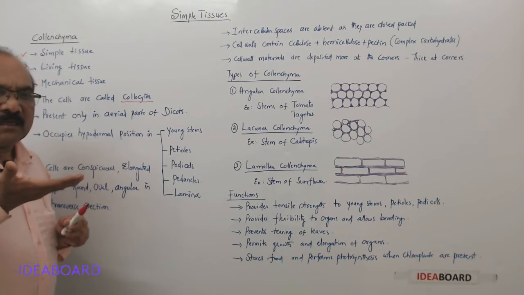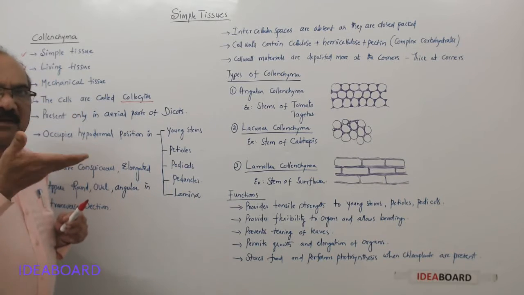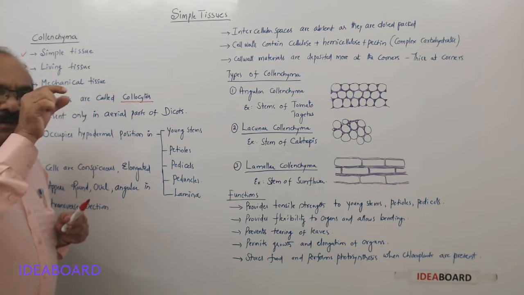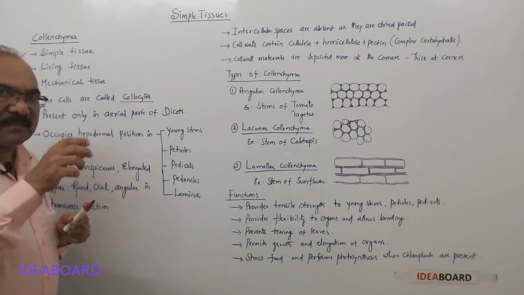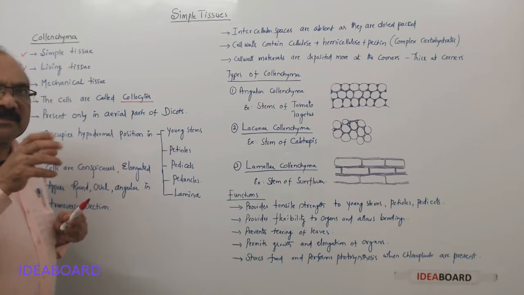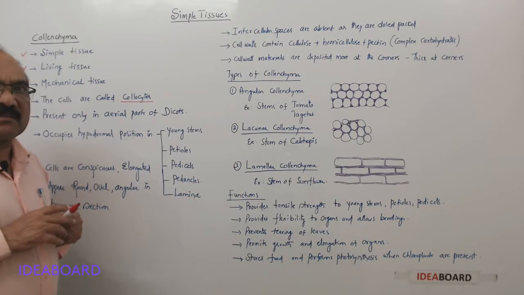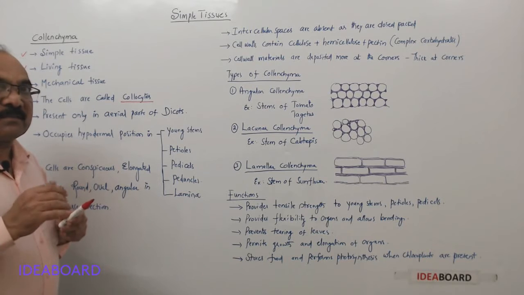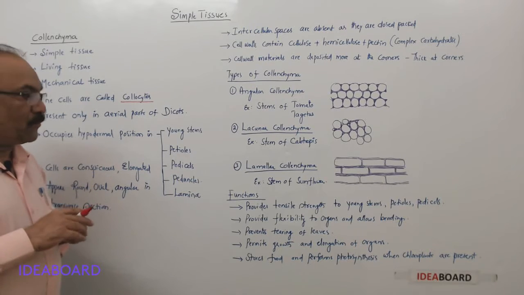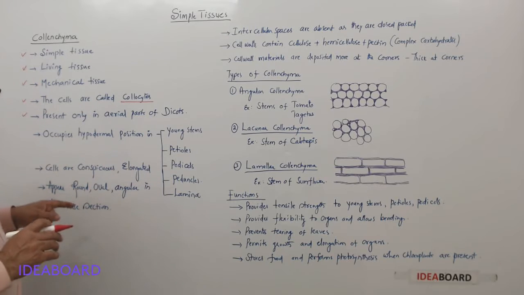You remember that in between the upper epidermis and lower epidermis, you will find this tissue, which is present especially in the vascular bundle region, and we call this the bundle sheath extensions. So position wise, it can be hypodermal in position. That is what you'll find.